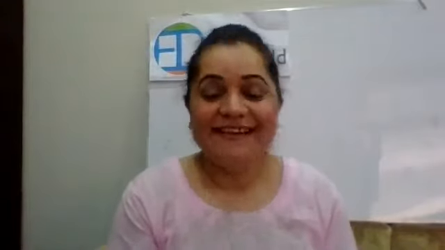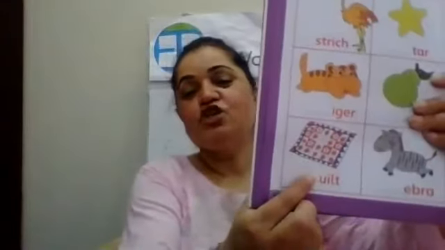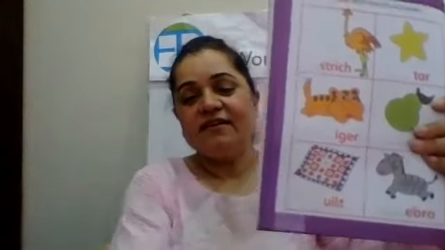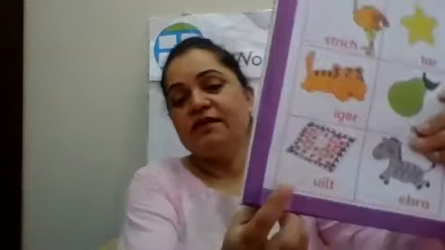Now the third picture is quilt. Quilt. Queen, quilt, quill, question. Yes, you're going to write a small q here. I hope you'll be able to write that. You know how to write that? So write a small q here. You've done it? Okay, that's great.